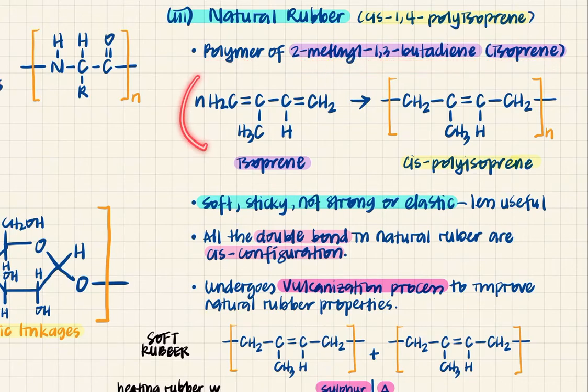So here, if you see this n, it means n times of your monomer. So this is your monomer, isoprene. Okay, for natural rubber, this is our monomer. So when we polymerize it, okay, repeat it for n times, we will get cis polyisoprene. So if you can see here, for natural rubber, the double bonds in your natural rubber are in cis configuration. Cis means it's on the same side. So here you can see that CH2 and CH2 are on the same side.